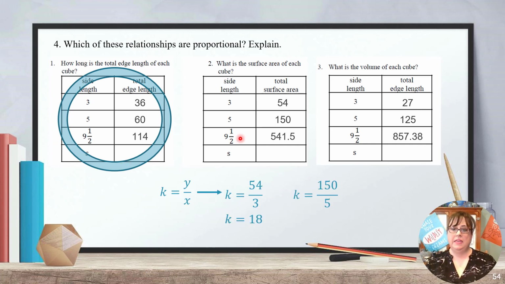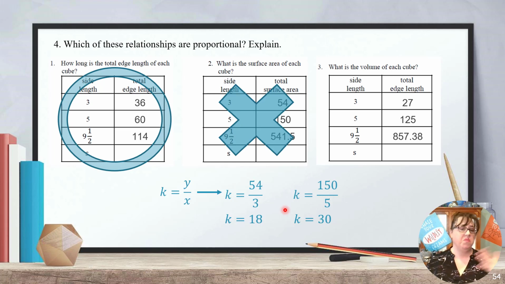54 to 3 is 18. 150 to 5 is 30. I'm not going to go any further because I know right now these are not equivalent. That is all I need, for one of those numbers, one of those relationships, to not be the same. And I get to say they're not proportional. So that one is not proportional.